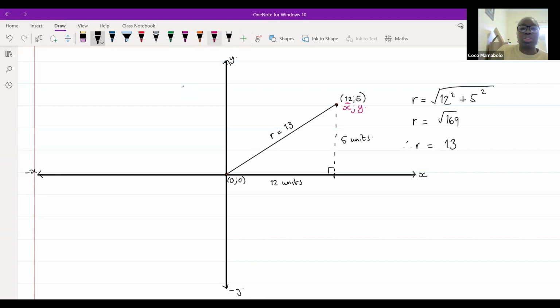So I want us to note that it doesn't matter where r is sitting. r is always a distance, and distances can never be negative. I'm going to explain in just a bit as we go along.